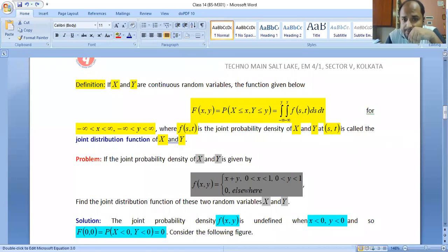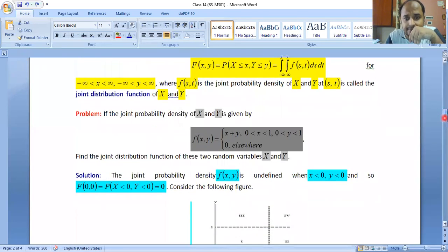So here is a problem. The problem is, if the joint probability density of capital X and capital Y is given, now this joint probability density function is given here: f(x,y) is x plus y when x lies between 0 and 1 and y lies between 0 and 1, and 0 elsewhere. Find the joint distribution function of these two random variables, capital X and capital Y.